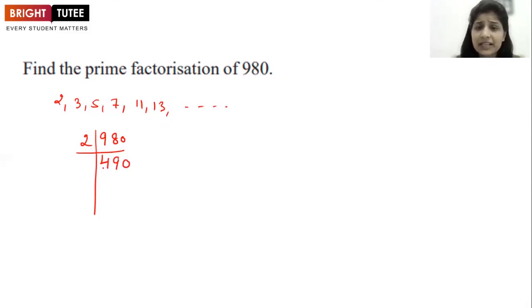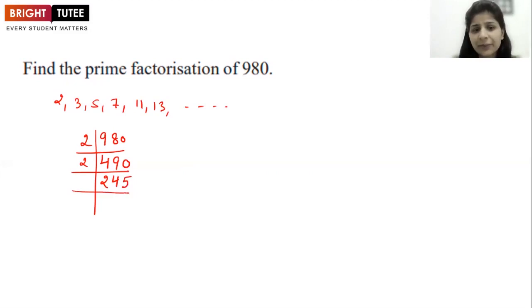Again, I see I am getting an even number. Let's again divide it. 2 twos are 4, then 9 is there, so we divide with 4, like 2 fours are 8. Okay, so I'll write 4 here, and then 1 is left, so it will become 10. So 2 fives are 10. Now it is 245. It will not be divisible by 2 because it is an odd number.